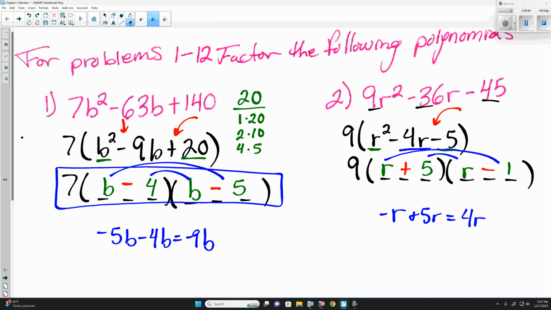Since it's the correct number but the wrong sign, we're going to change the signs. Minus, plus. If we check this again, r times 1 is positive r. Negative 5 times r is negative 5r, which gives us a negative 4r. That is the middle term we want. So these here are the factors. This is the factored form for number 2.